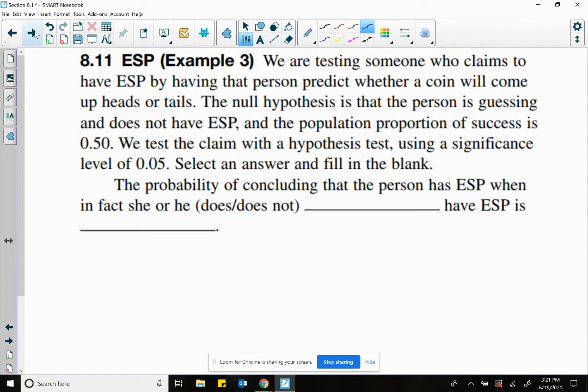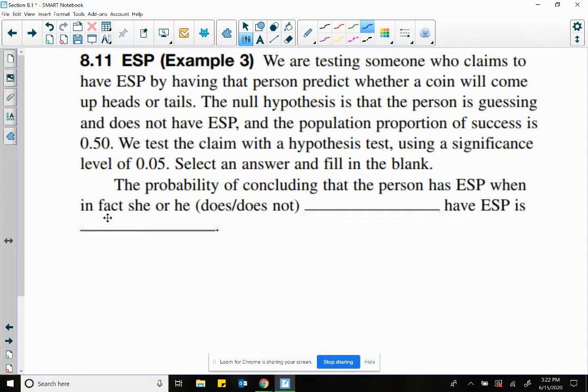So right here, basically it's a fill in the blank. It says we are testing someone who claims to have ESP by having the person predict whether a coin will come up heads or tails. The null hypothesis is that the person is guessing and does not have ESP. The population proportion of success is 0.5.